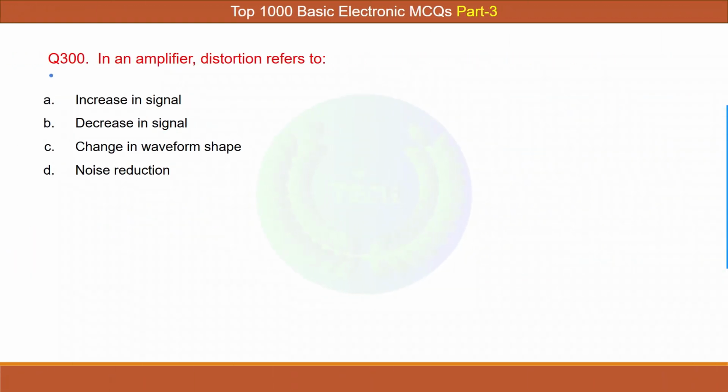Last question of the part 3 is 300. Question number 300. In an amplifier, distortion refers to option A, increase in signal, option B, decrease in signal, option C, change in waveform shape, option D, noise reduction. The answer is option C, change in waveform shape.